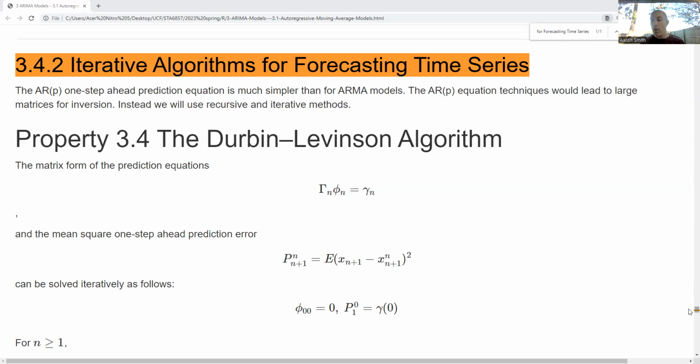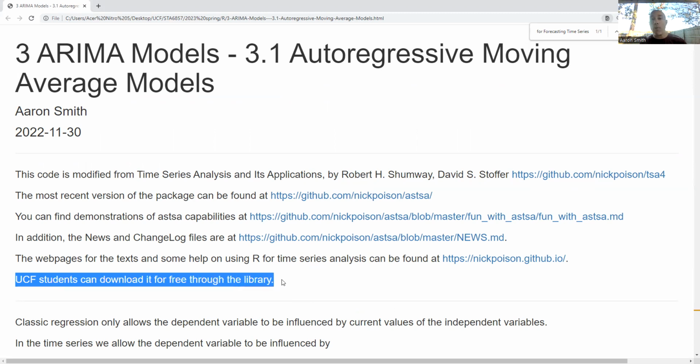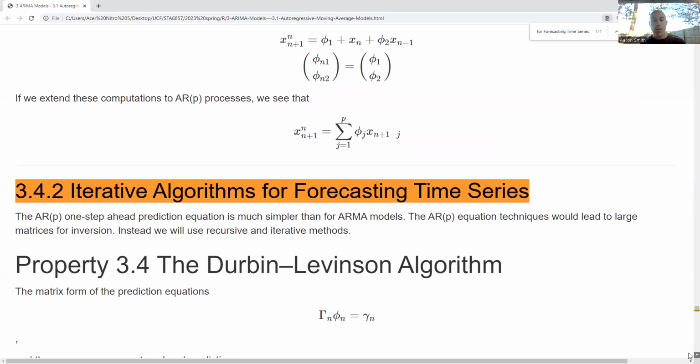All right, now we are going to be taking some examples from Time Series Analysis and Its Applications. That is the textbook for the course. Here are the authors of the textbook. Here's their GitHub page. And the textbook can be downloaded for free through UCF's library if you're a student. All right, so now let's go ahead and get into it.